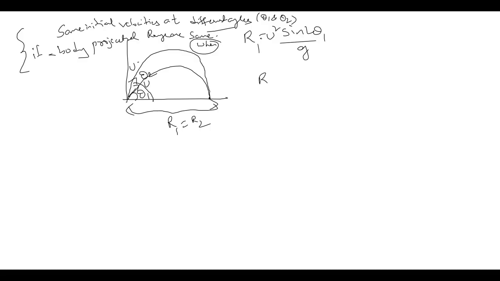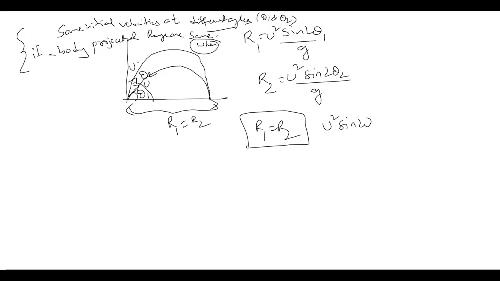Another one with another angle, then range is different, u square sin 2 theta 2 by g. Okay, here ranges are equal, R1 is equal to R, it means that u square sin 2 theta 1 by g must be equal to u square sin 2 theta 2 by g. Now what is theta 1 and theta 2?